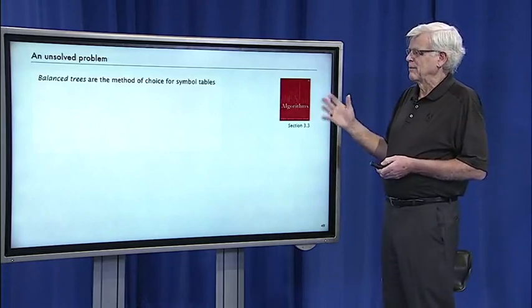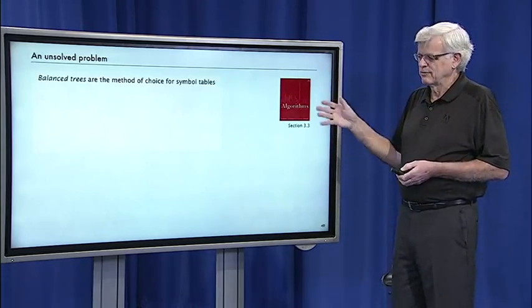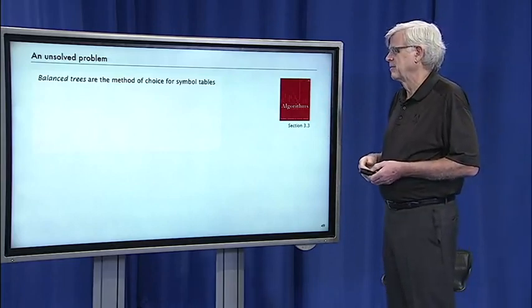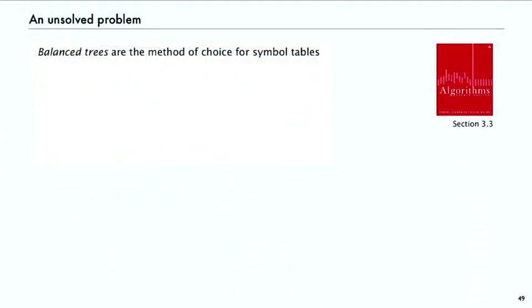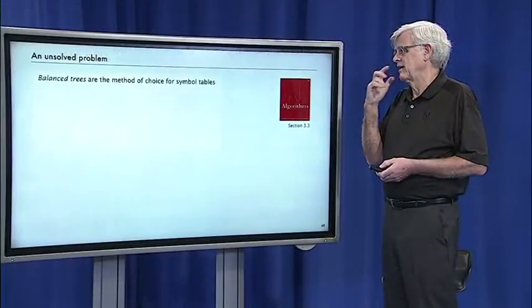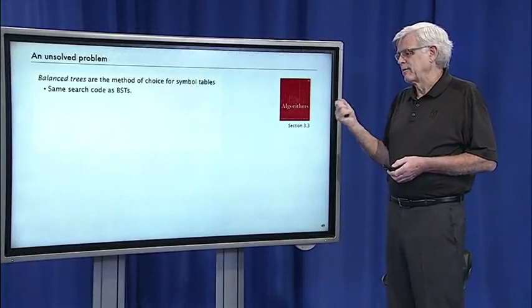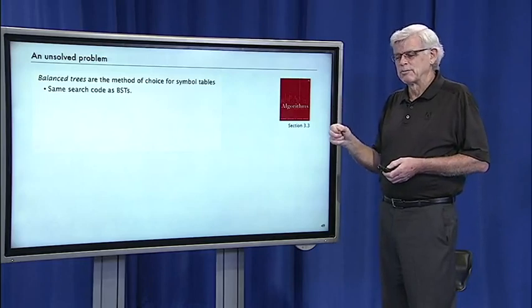I want to finish just by talking about one unsolved problem that is related to the things that we've been talking about. In the real world, it's not enough to rest our faith in the use of an algorithm on the assumption that the keys are going to come in random order. They might not come in random order, and we want guaranteed performance. There's a method for getting guaranteed performance that's based on trees called balanced trees. That's the method of choice, because they have extremely simple search code.